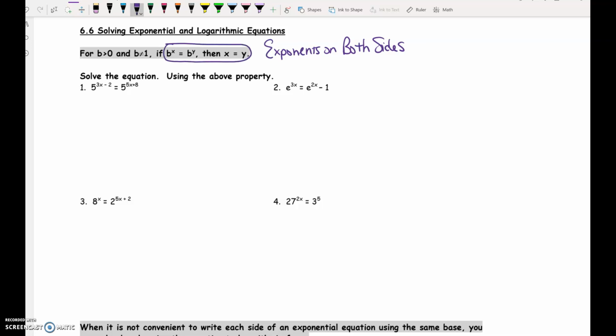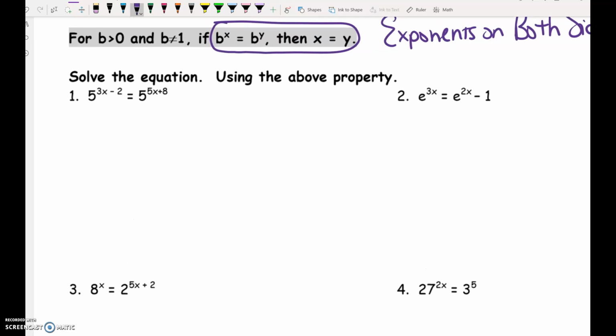If you've got something raised to the x equals something raised to the y, if those bases are the same, then the exponents have to be the same. So take a look at number 1. 5 to the stuff equals 5 to the other stuff. The 5s are completely identical.